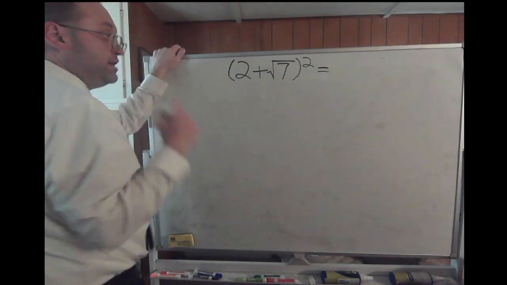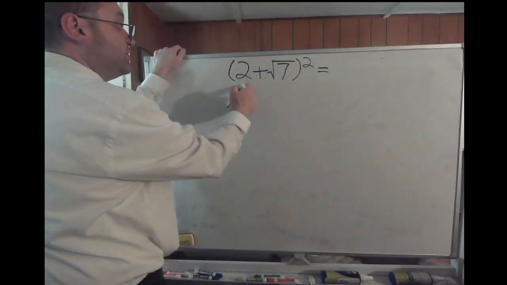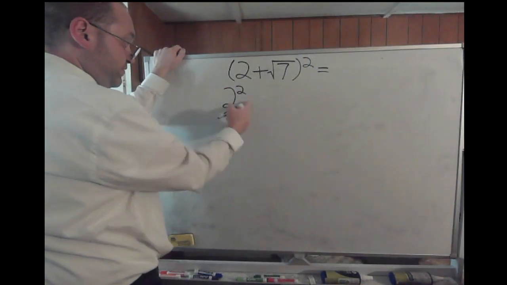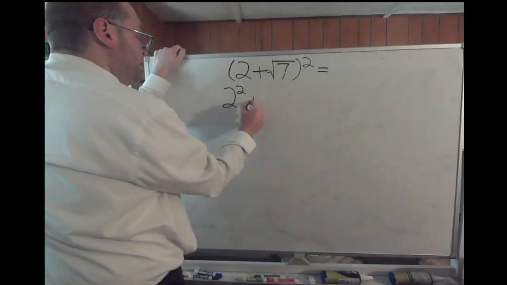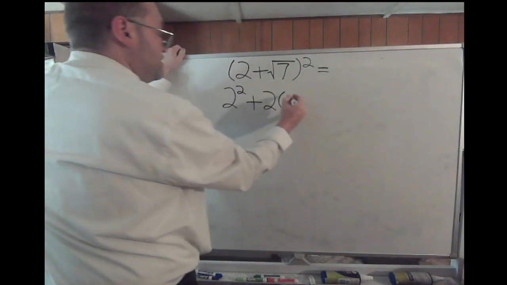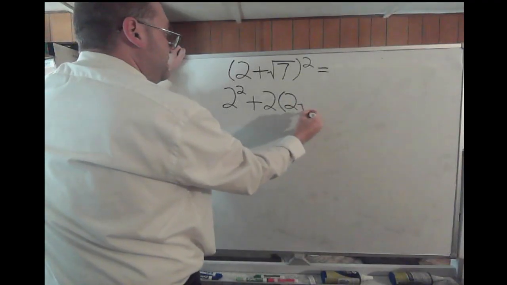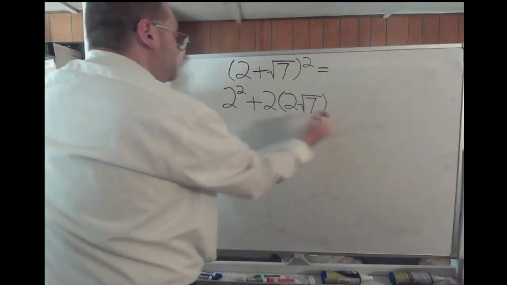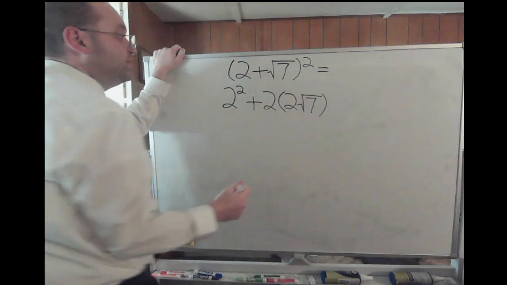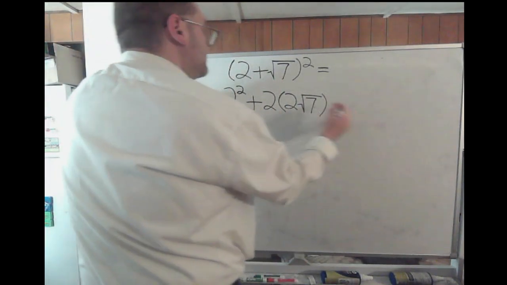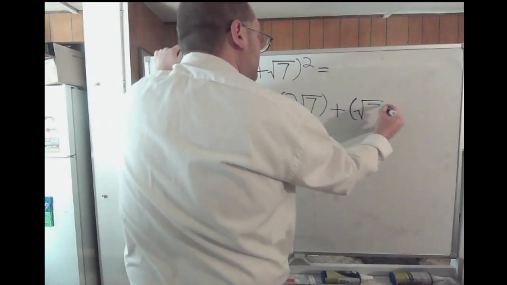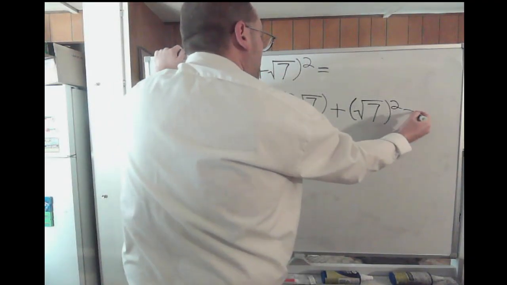To deal with a binomial square, if we remember, we take the first term, which would be that 2 to the second power. So the first term to the second power, then you add 2 times the two terms multiplied together. So far you have 2 squared plus 2 times the square root of 7, plus then you'll take the last term to the second power, which would be the square root of 7 raised to the second power.